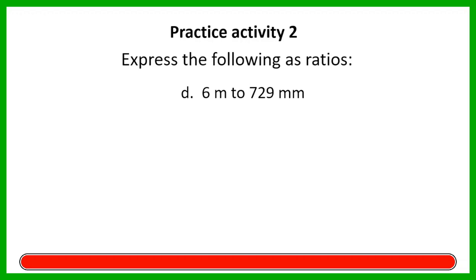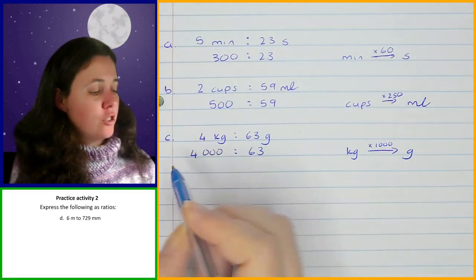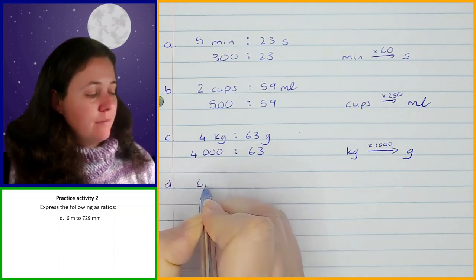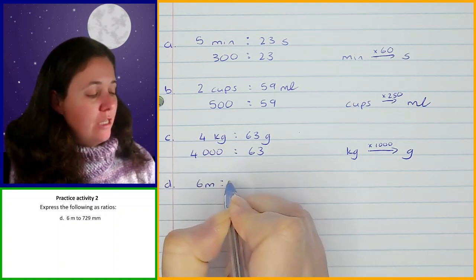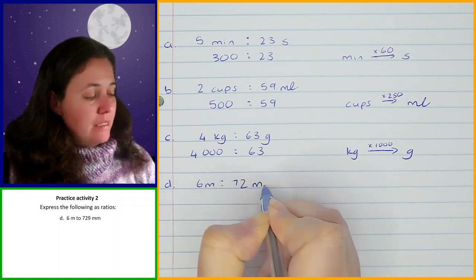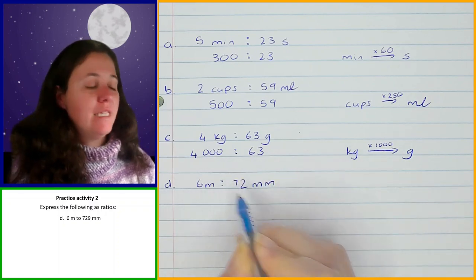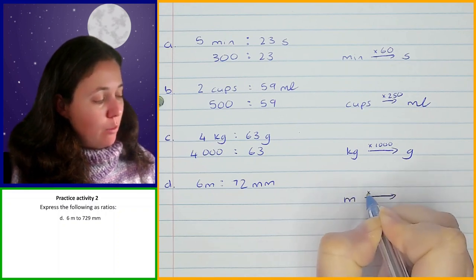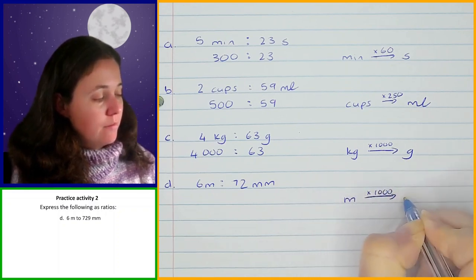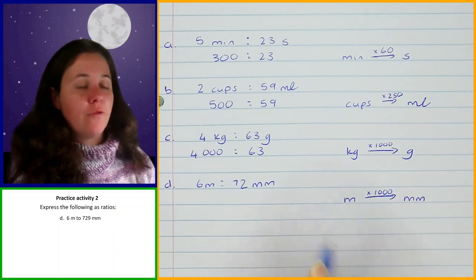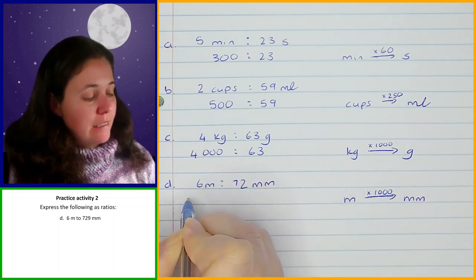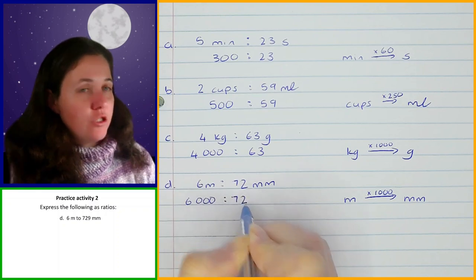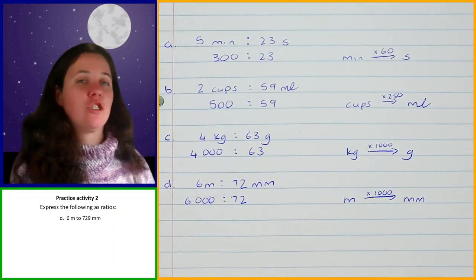Okay, you should be done with that. So let's go through that last one. Question D, you have 6 meters to 729 millimeters. To go from meters to millimeters, we also need to multiply by 1,000. So over here, 6 meters is the same as 6,000 millimeters. So we have 6,000 to 72, and that's what you should have got for question D.